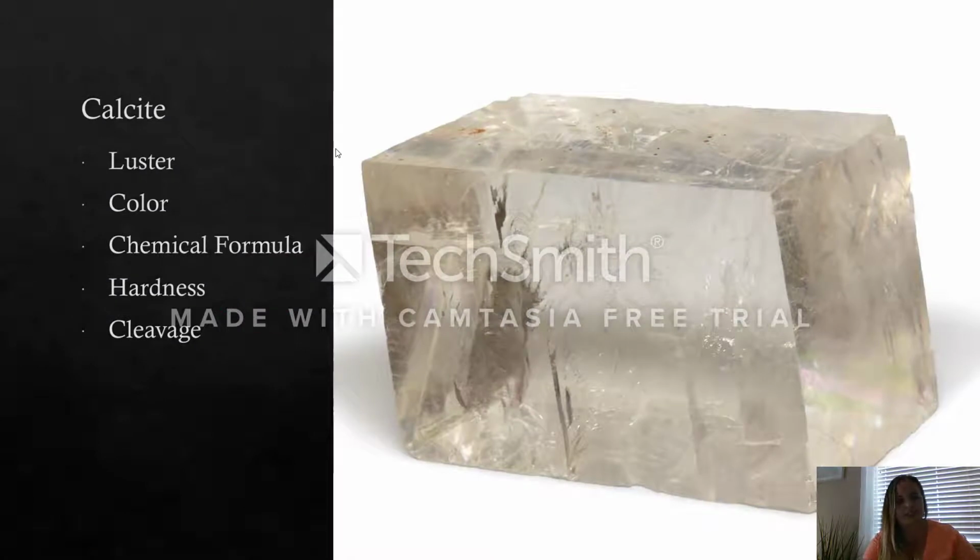Okay, so calcite's our next mineral. Calcite has a glassy luster, as you can see in this photograph. The color is usually clear. Sometimes they can be a little bit on the white side, but most of the time they're very clear.